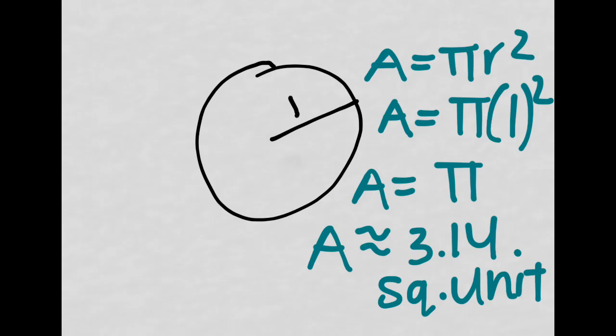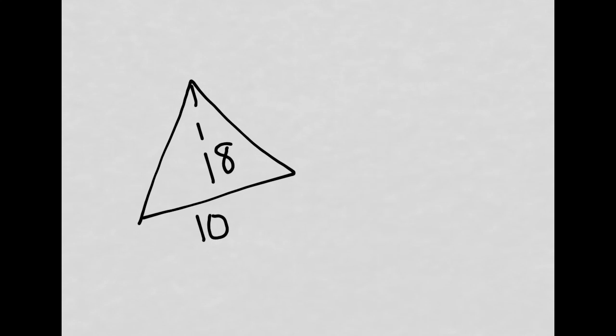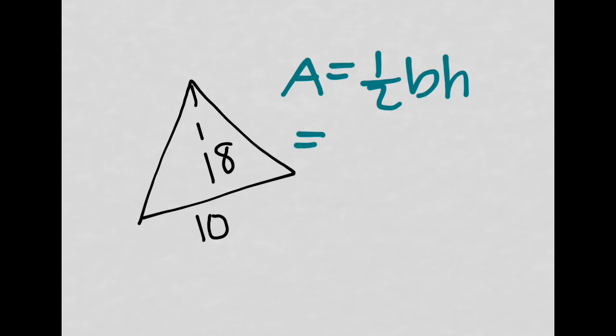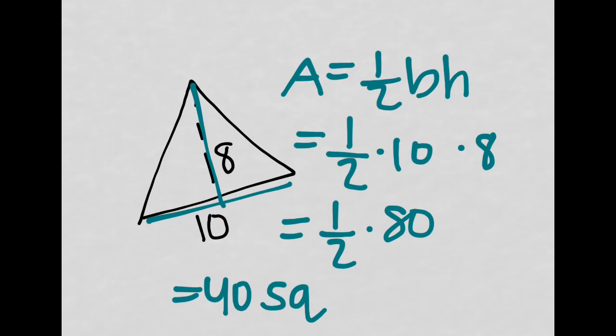Okay, now let's take a look at our last one, which is the triangle. The formula for the triangle is A is equal to half times base times height, which is equal to half times 10 times 8. So that's equal to half times 80, which is equal to 40 square units.